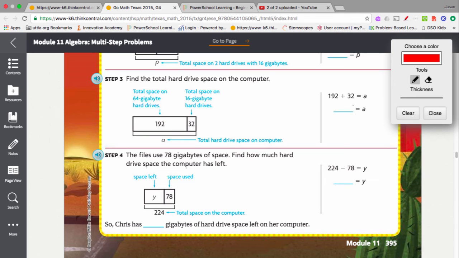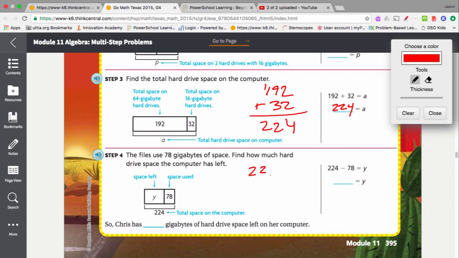Now, all we have to do is figure out what the total is. So we have 192 plus 32. That's 4, that's 12, and that's 2. I have 224 gigabytes available, and we're using 78.